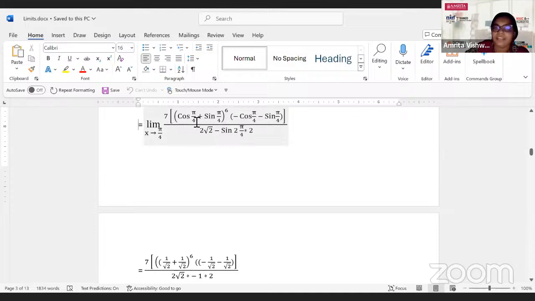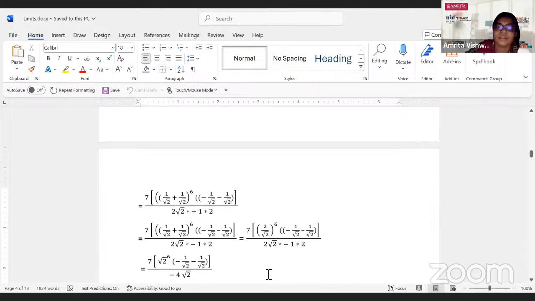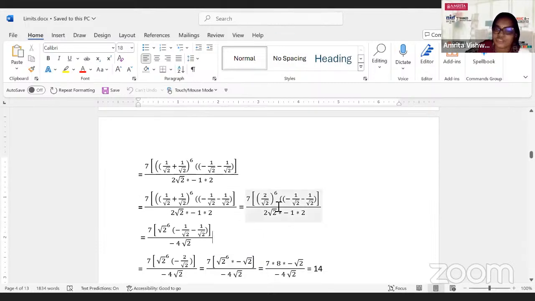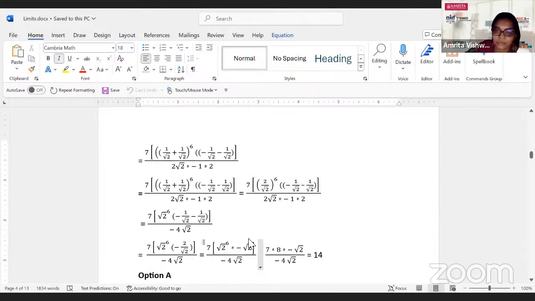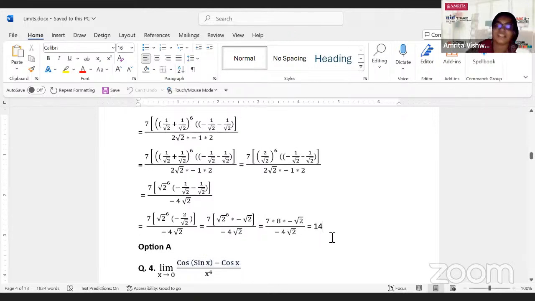I'm going to apply pi by 4 and I'm going to substitute the values. Cos pi by 4, 1 by root 2, sin pi by 4, 1 by root 2. So I got 2 by root 2 whole raised to 6. Here it's minus 1 by root 2, minus 1 by root 2. Here also I got minus 2 by root 2. Then sin pi by 2, that is 1 into 2. So you just have to solve this. It's 2 by root 2. Here also it's going to be 2 by root 2. If you're solving it, it is 14.